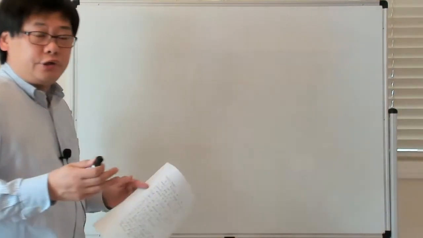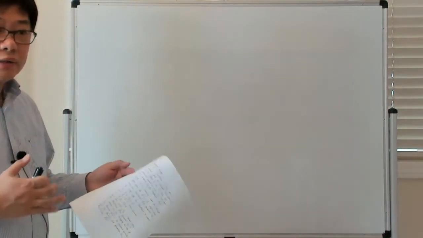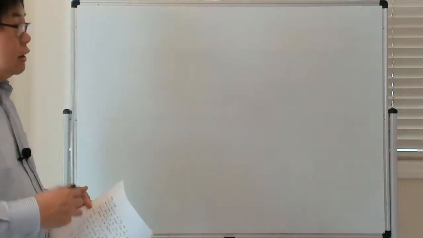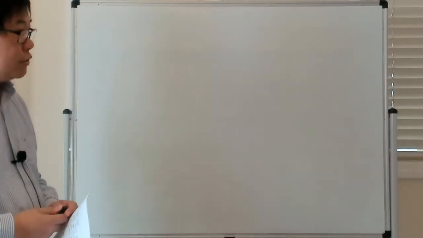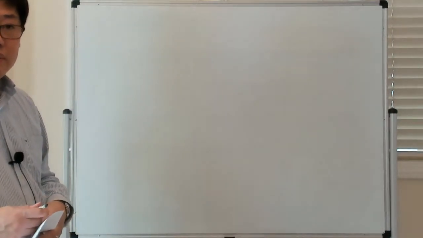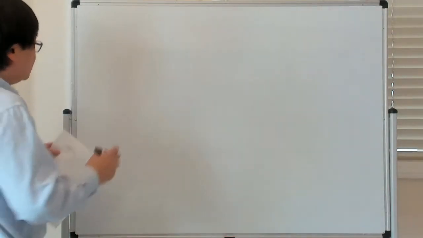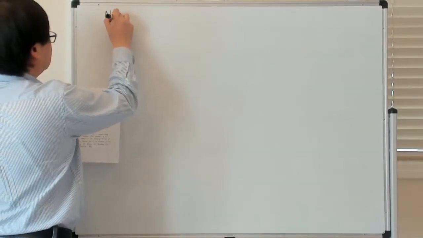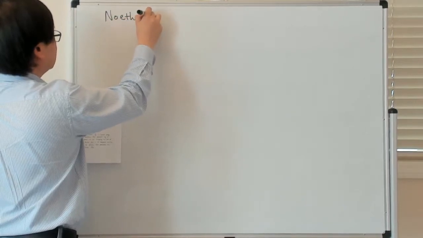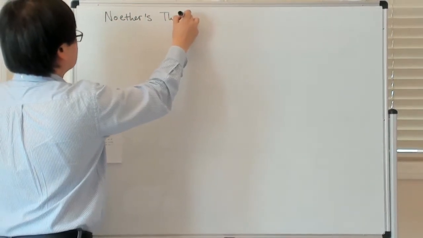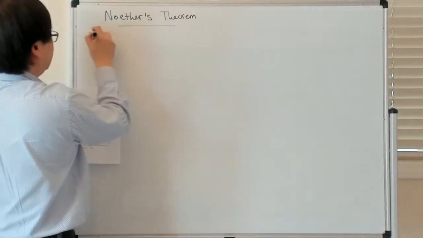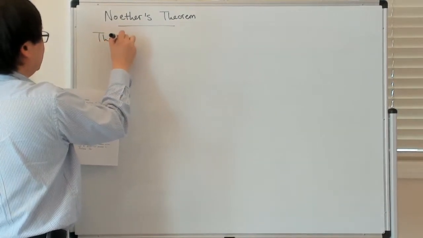Alright, so now we're going to discuss what is known as Noether's theorem, which is a result which relates symmetries of the Hamiltonian with associated conservation laws. And as we'll see, this is expressed in terms of this notion of momentum maps, which we discussed earlier. So, Noether's theorem.